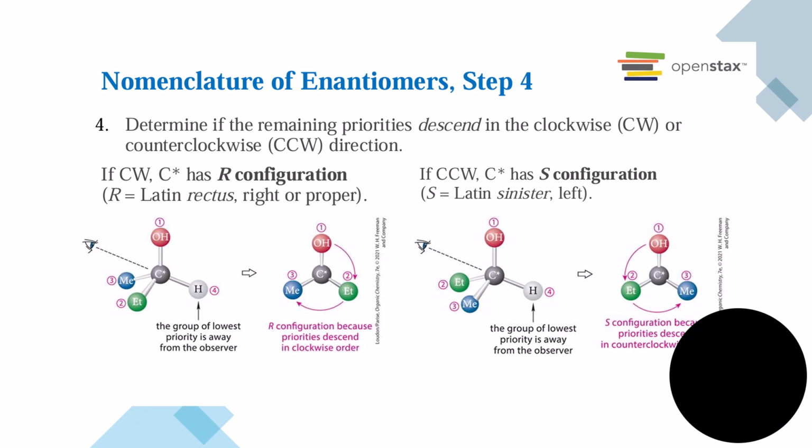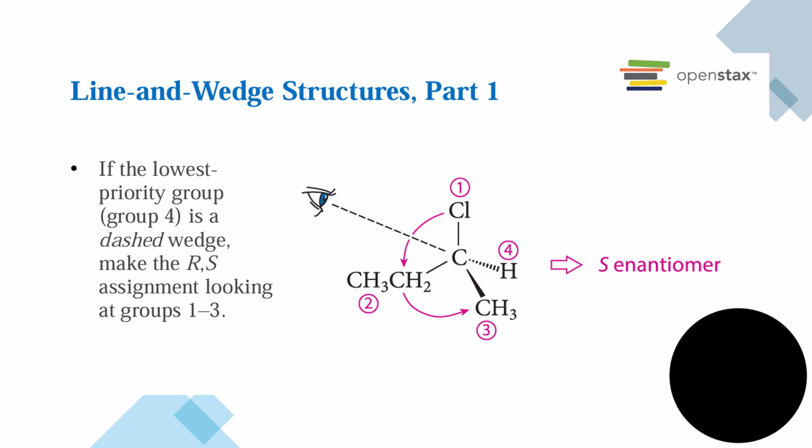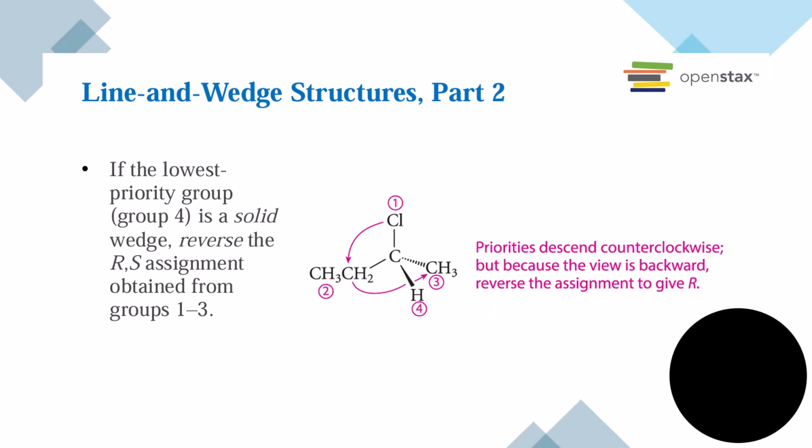So here, like I showed before, see how the OH, the ethyl group, and the methyl group go in order, so it's going to be R. The biggest thing is you have to make sure that the H is in the back. If the H is the atom that's wedged, it's not going to work. So yeah, put the lowest group in the back. Same example here, it's going counterclockwise, so that's going to be S.